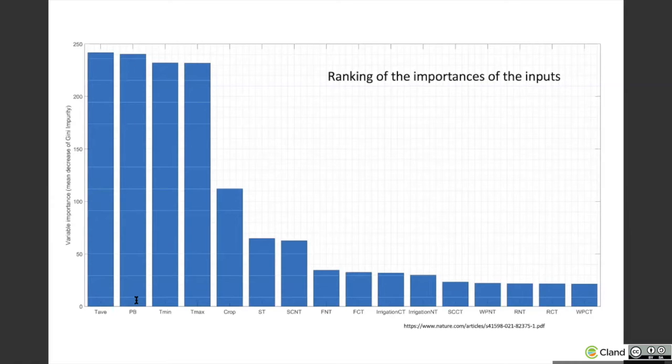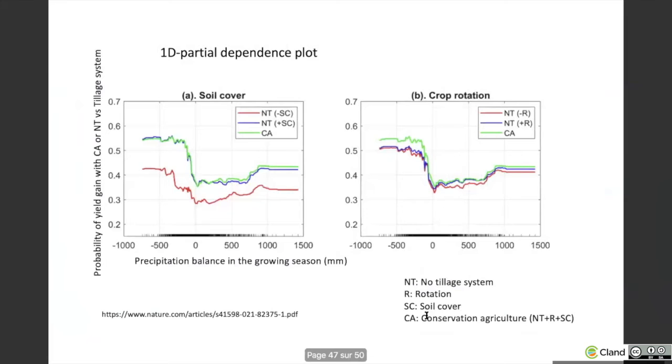And the second most important input, very close to T average, temperature average, is the precipitation balance, PB, here. And then you have two other variables related to temperature. On the other hand, you can see that irrigation is not very important.